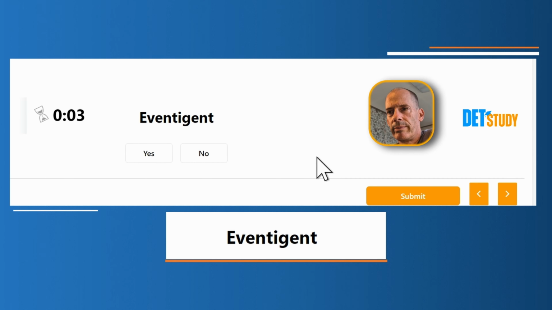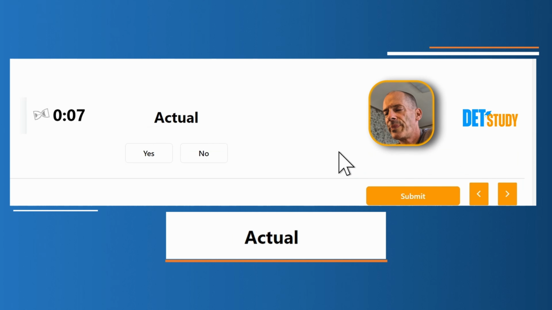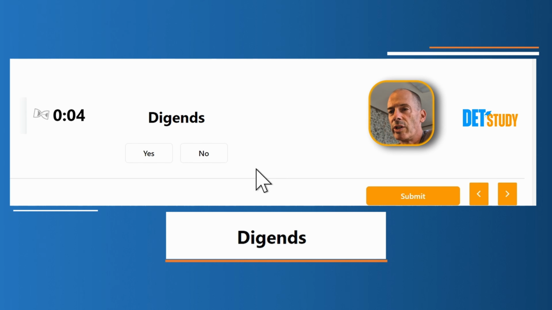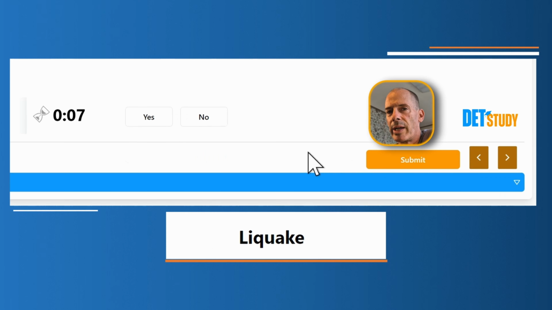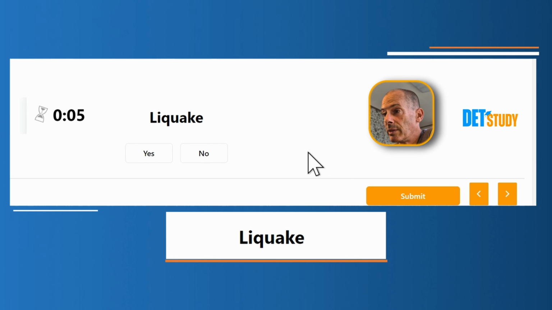Eventigent. No. Who writes these things? Actual. Actual is actually a word. Digens. Right. You're having a hard time pronouncing it? You're probably right that it's not a word. Like this one. Liquake.